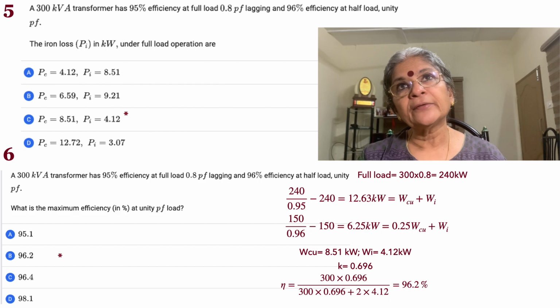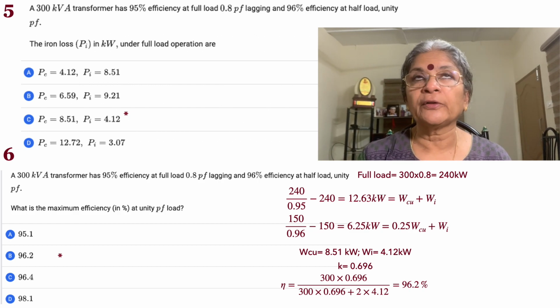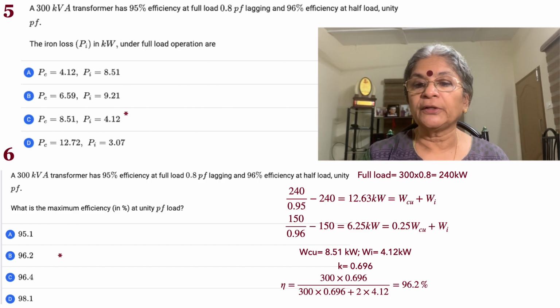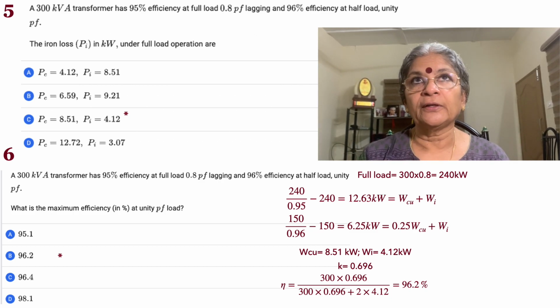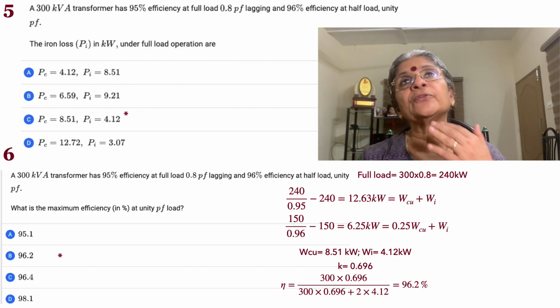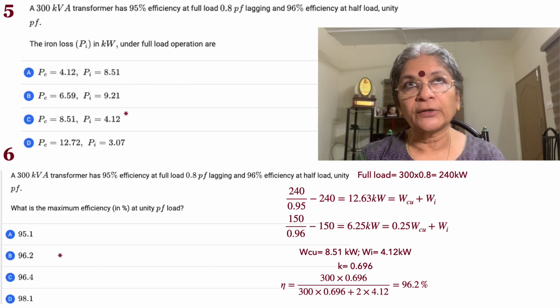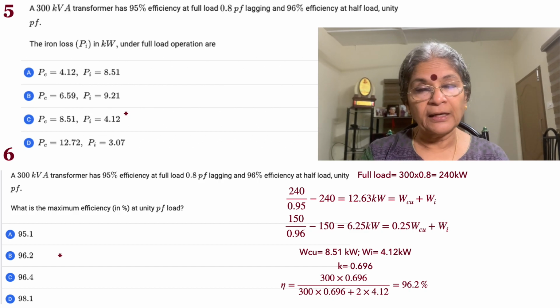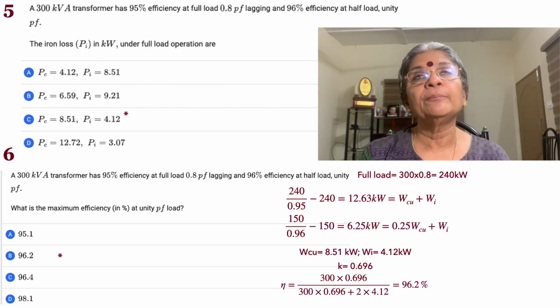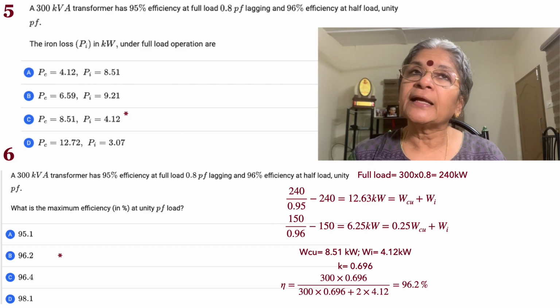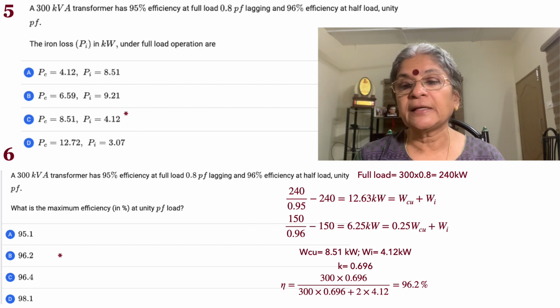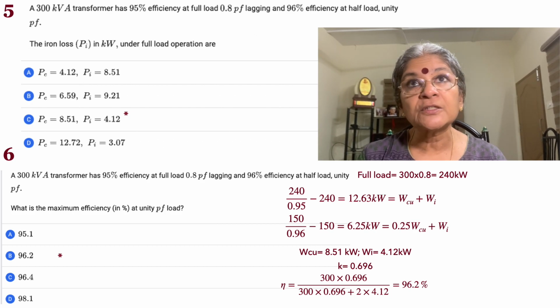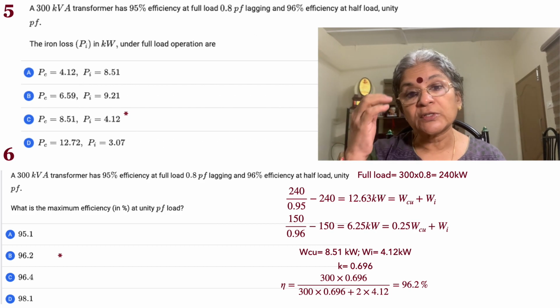Input minus output gives the losses. The output is 240, obtained from 300 into 0.8. So 240 divided by 0.95 minus 240 gives 12.63, and that is equal to WCU plus WI because it's full load. Now let's move to the next part.